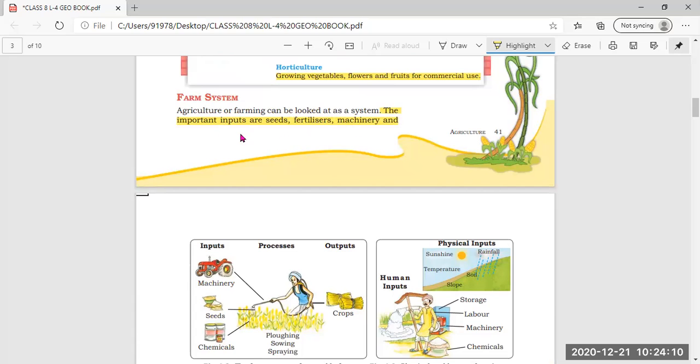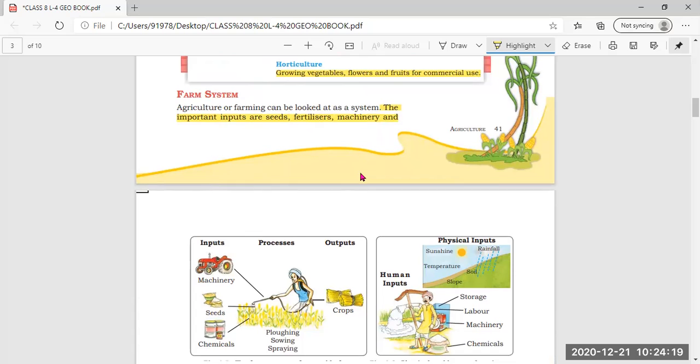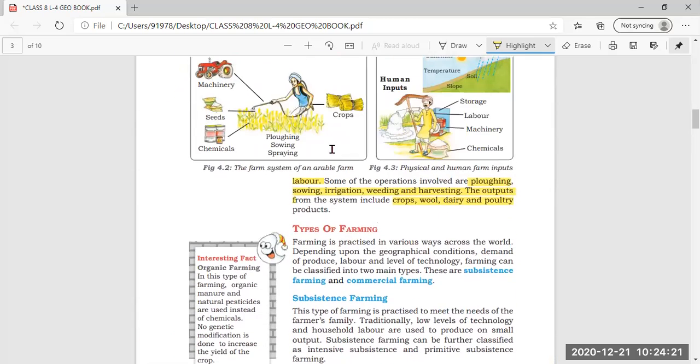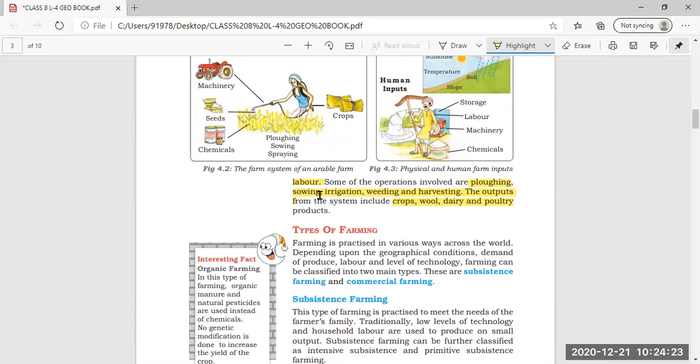First, the input is done on that particular field. That is, seeds are put, fertilizers are put, many machineries are used in that particular field, and the labor is also used. That is, the human labor is also used on that farm, so that we can get proper output from that field. And then, what type of activities are done on that particular field? That plowing, sowing, irrigation, weeding, and harvesting.